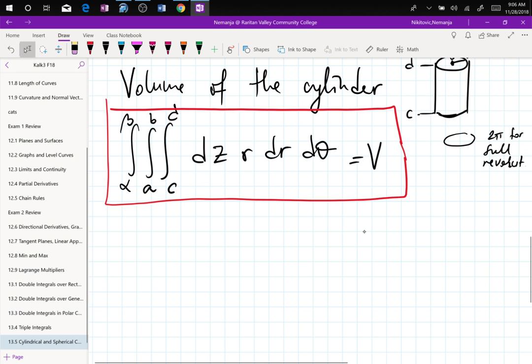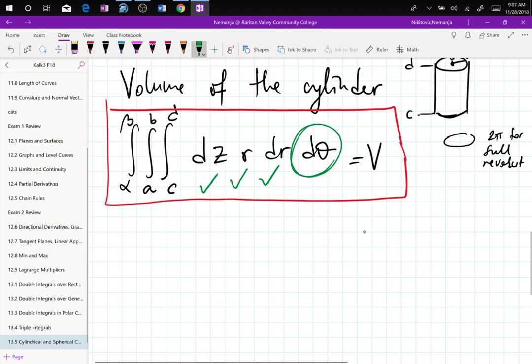Oh, by the way, let's just check dimensions real quick. Is z a dimension? Yes, it is. Is r a dimension? Yes, it is. Is dr a dimension? Yes, it is. We already have 3. Is d theta a dimension? No, it's not, right? Angles are not dimensions. So we don't get a dimension from there, but we don't need it. We already got 3 for volume, so we're good.